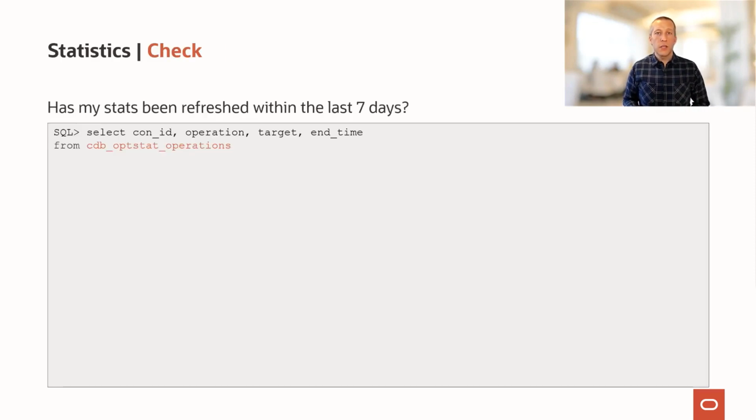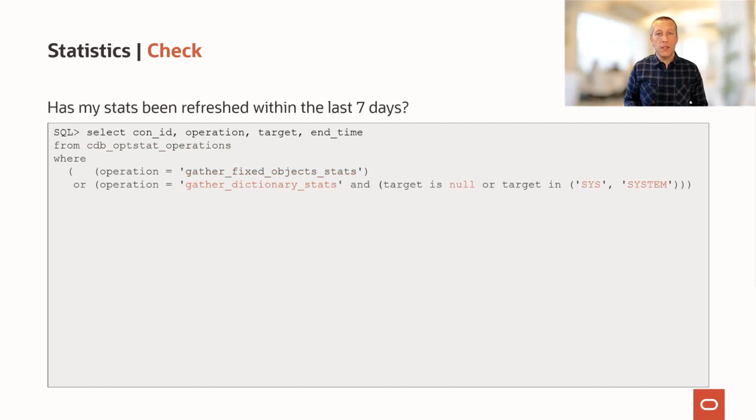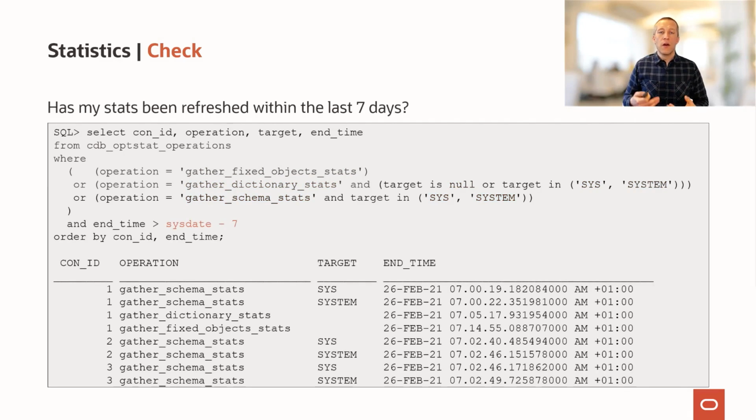So here's a good SQL that you can use to determine whether or not you have good dictionary and fixed object statistics in your database. We will use the view CDB_OPTSTAT_OPERATIONS and look for operations that are gather fixed object stats, gather dictionary stats where the target is either null, being everything, or SYSTEM, or schema stats on SYSTEM. And you can look for the records from the last 7 days. This will give you a good overview of the statistics operations in your database and help you to determine whether or not you need to regather some of them.